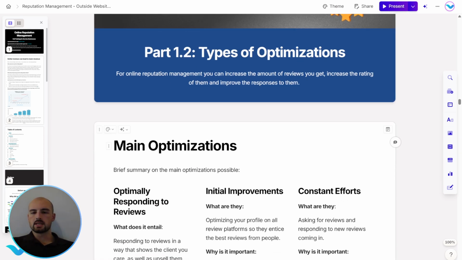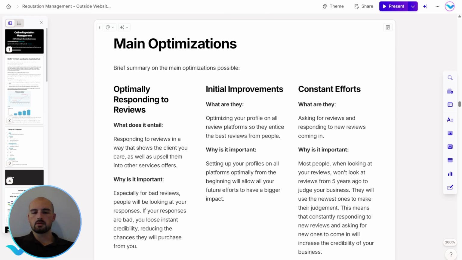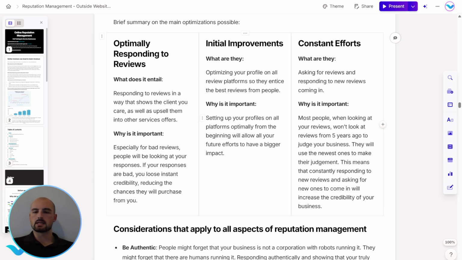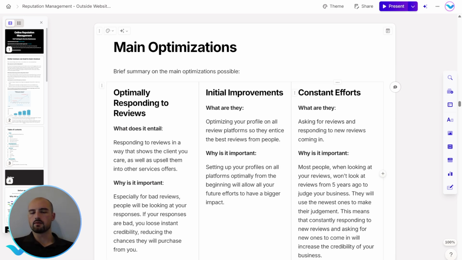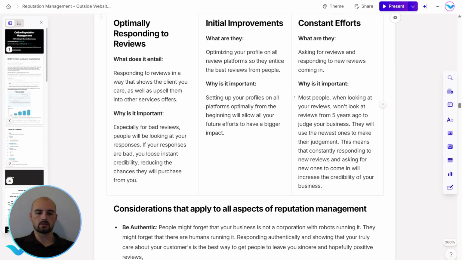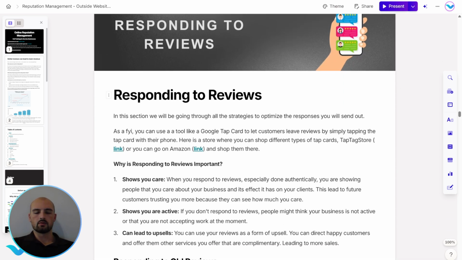So the types of optimizations we're going to talk about are optimally responding to reviews, how to respond to them in a way that keeps people engaged, maybe increases your LTV. We're going to talk about how you can get people to actually be repeat customers by informing them in the reviews, by responding to them correctly. Some initial improvements, and then some constant efforts. So initial stuff that you could do today, tomorrow, and then after that, some constant things that you're going to have to do maybe every week, every month, every year. Maybe you're going to want to hire an agency to do these types of things. Anyways, we're going to talk about all that.